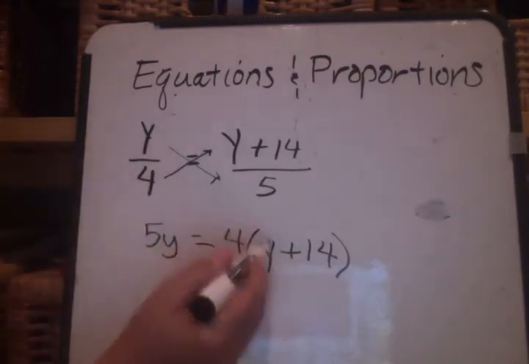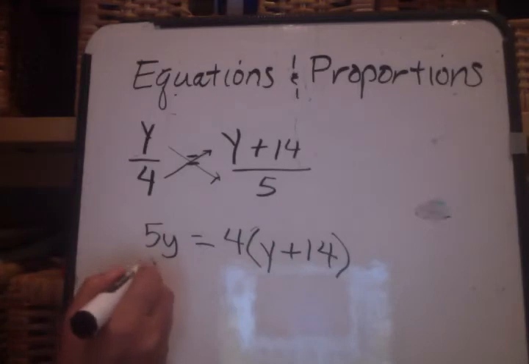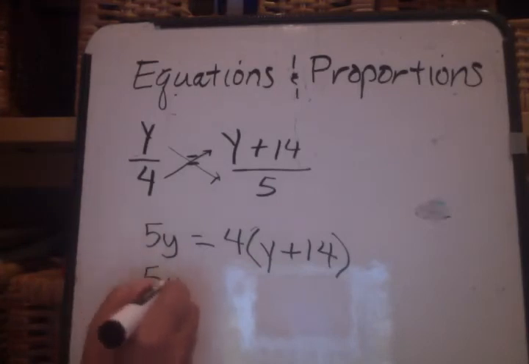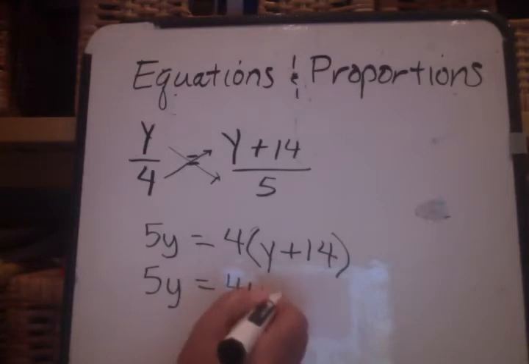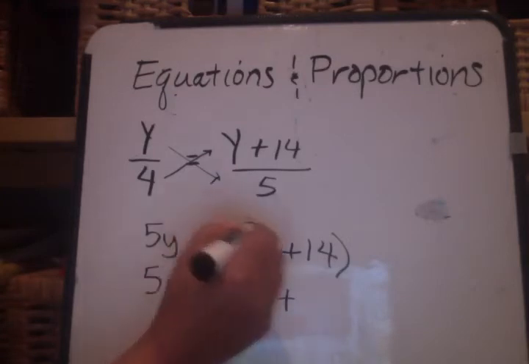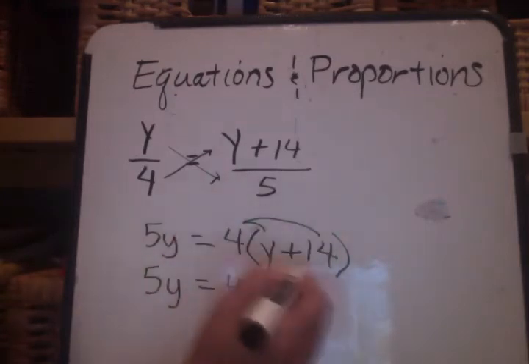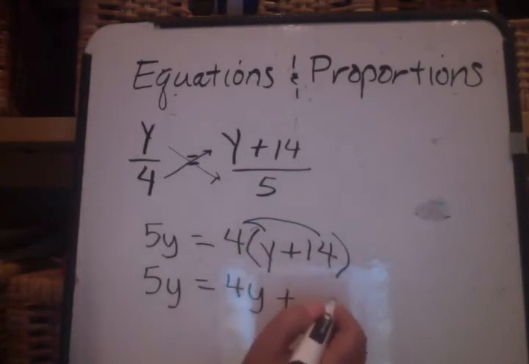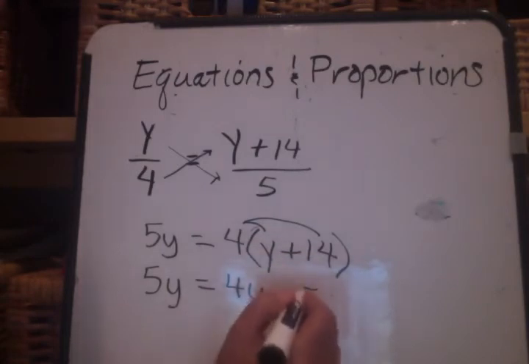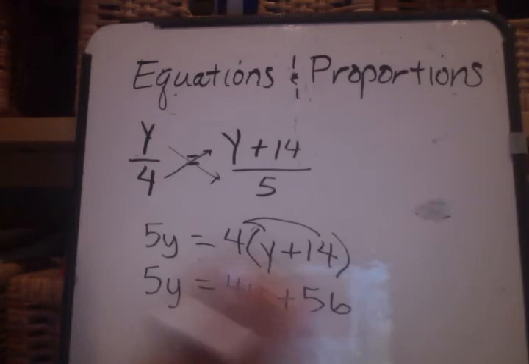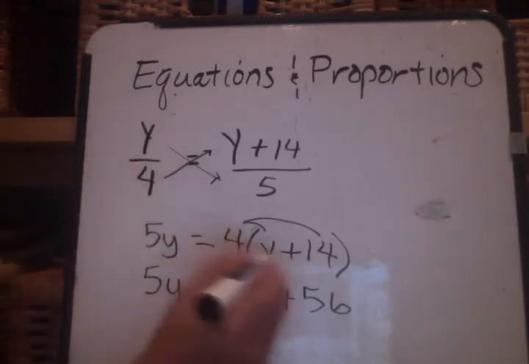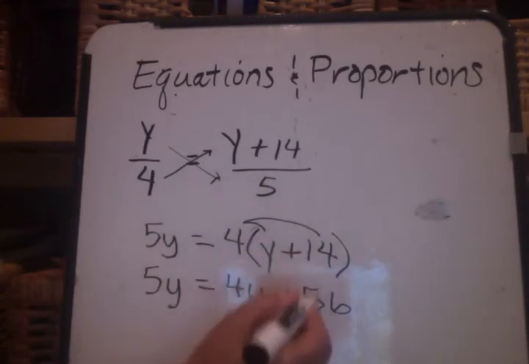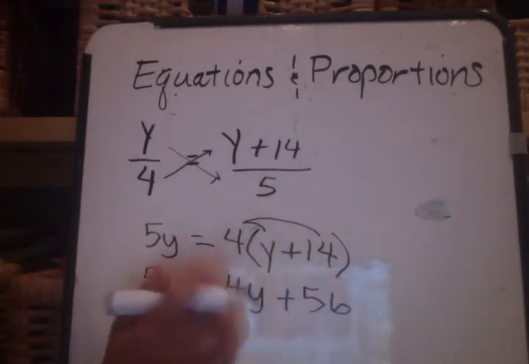Now here I'm going to use the distributive property, so I'm going to do 5y equals 4y plus, so 4 times y, 4 times 14, which is going to be 56. Okay, so 4 times y is 4y plus 4 times 14 is 56. And notice I get rid of the parentheses.